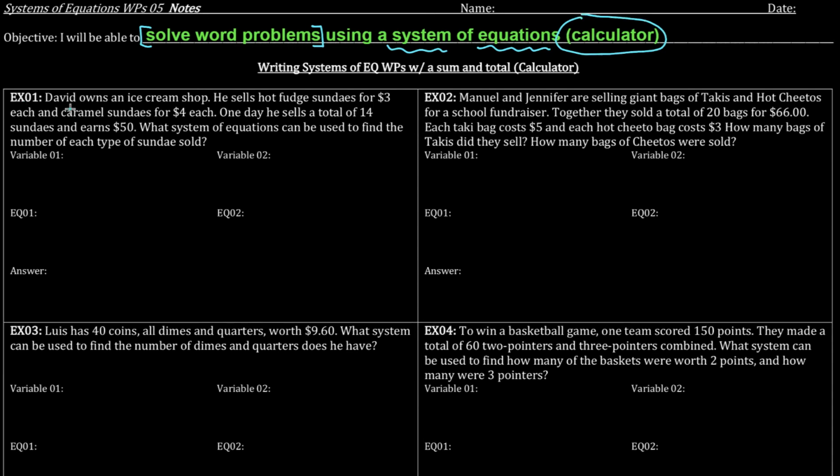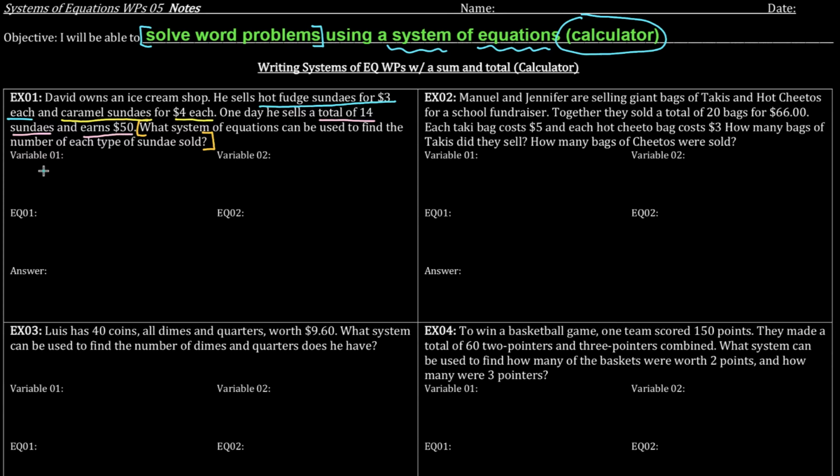So example one reads, David owns an ice cream shop. Well, you know how it goes. Let's just go to the question. What system of equations can be used to find the number of each type of sundae sold? So he sells hot fudge sundaes for $3 each, and he sells caramel sundaes for $4 each. One day he sells a total of 14 sundaes and earns a total of $50. So we actually have two totals in this one.